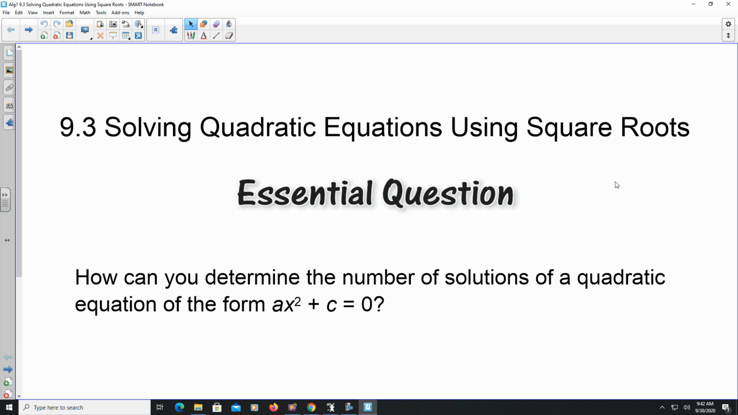In this section, we're going to be looking at section 9.3, where we're going to be solving quadratic equations using square roots. Especially in this particular chapter, everything that we're going to be looking at is different ways that we can find the x-intercept of our quadratic.